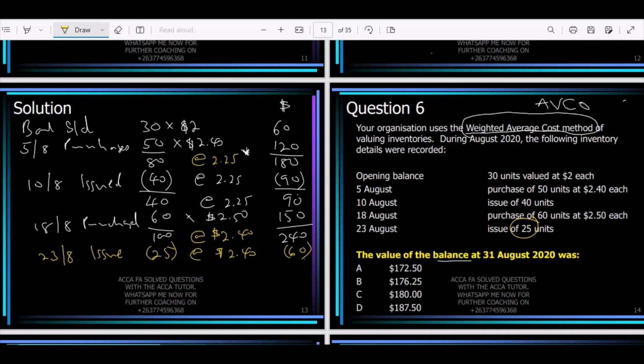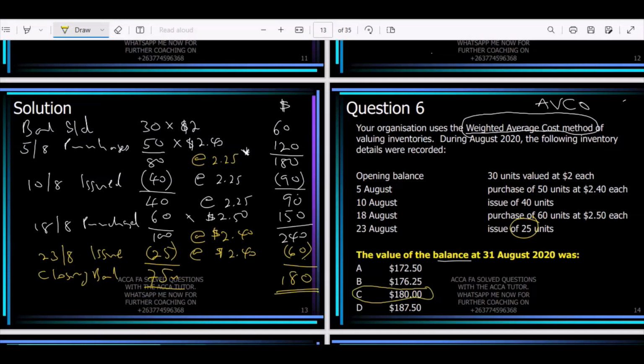So it means we are now left with the closing balance. We are now left with 75 units costing how much? 240 minus 60, that's 180. So you can see that the answer here is C, $180.